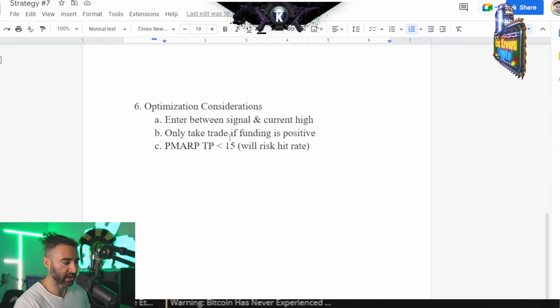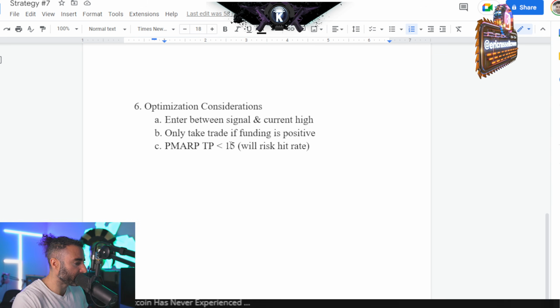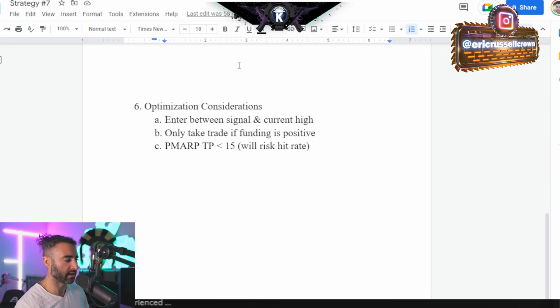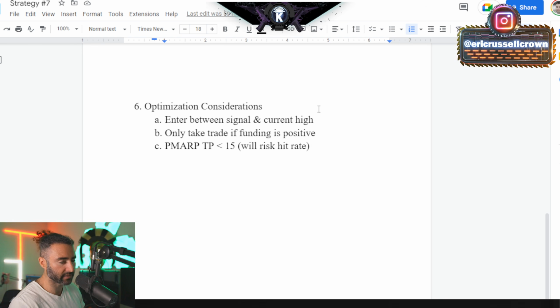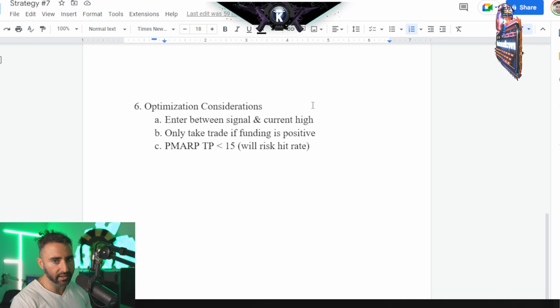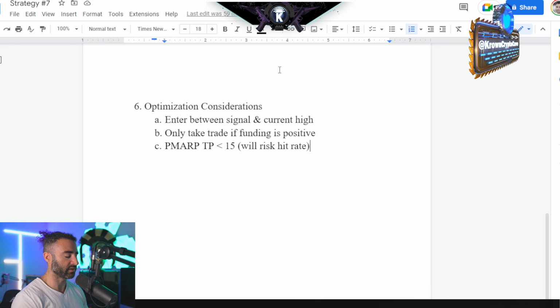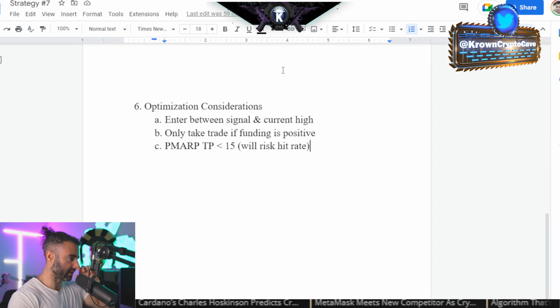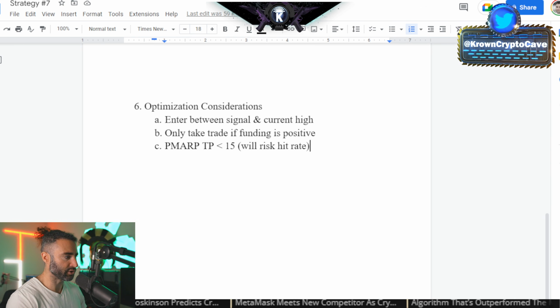You could also have a consideration that you only take the trade if funding is positive. You could also make the PMARP take profit level 15 instead of 20. Again, you'll probably risk a little bit of your hit rate, but you'll have a little bit of a higher profit as well. So these are all personal preference type things. No right or wrong answer, just what you actually prefer.